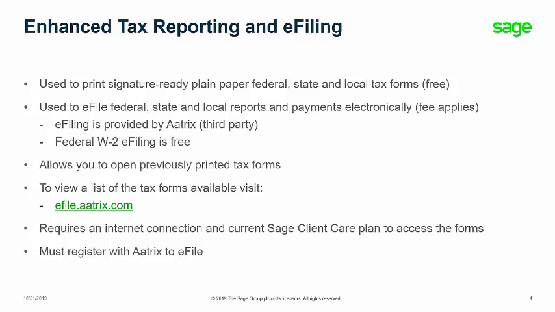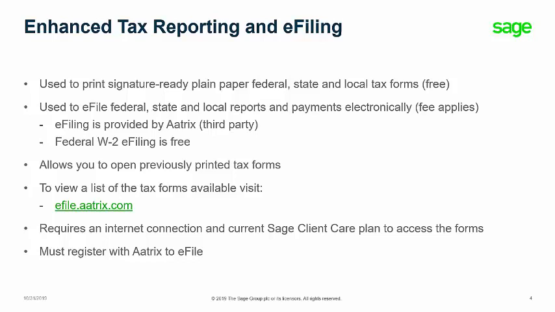Enhanced tax reporting and e-filing also allows you to open previously printed tax forms to preview or print the forms again. To view a list of the tax forms available, visit efile.atrix.com. To use this task, you must have an active internet connection and a current Sage Client Care plan. If your plan is not active, a watermark will print on the forms.